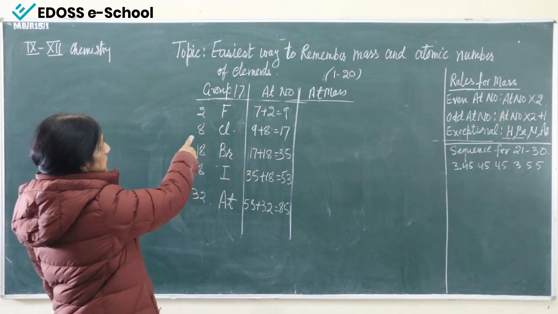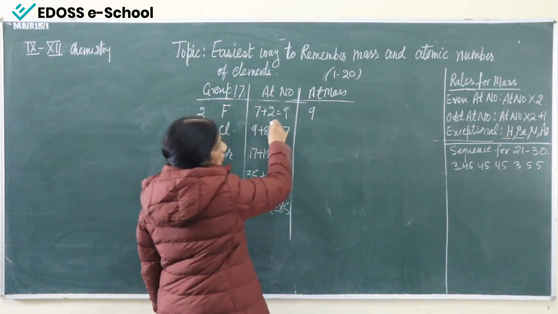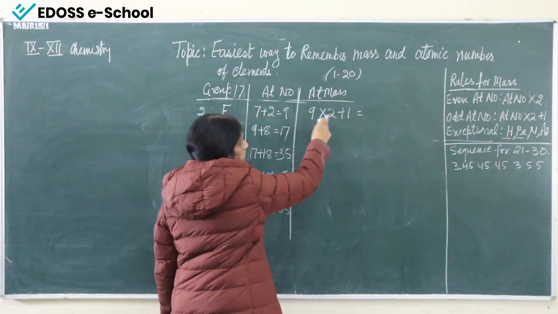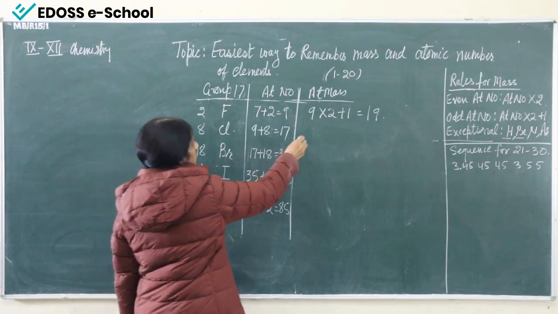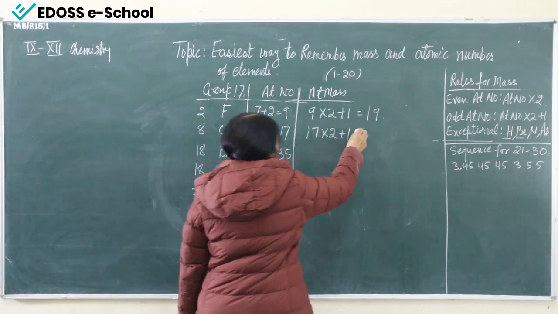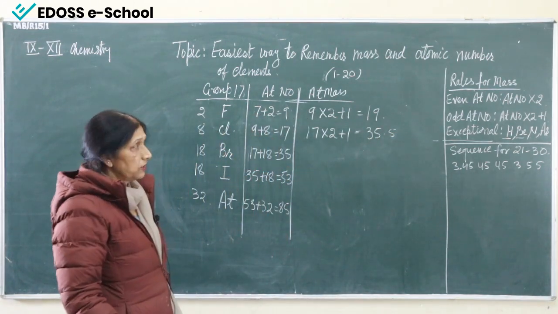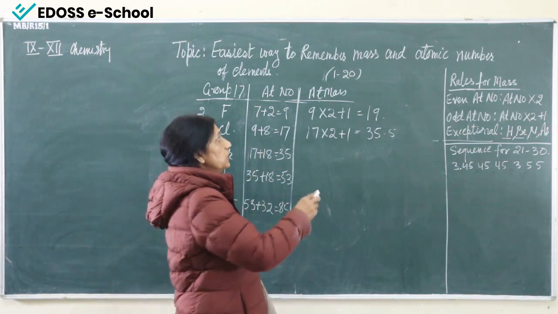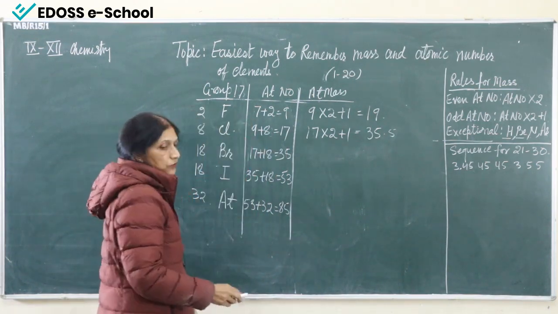And for atomic mass, there is no exceptional case. So this 9, because this is odd. So 9 multiplied by 2 plus 1. And for chlorine, this is 17 multiplied by 2 plus 1. So this is coming 35, though it is 35.5. So I have already made it clear to you that these atomic masses are not coming in the decimal. But we can use these values for your calculations. So this way, this is group 17.